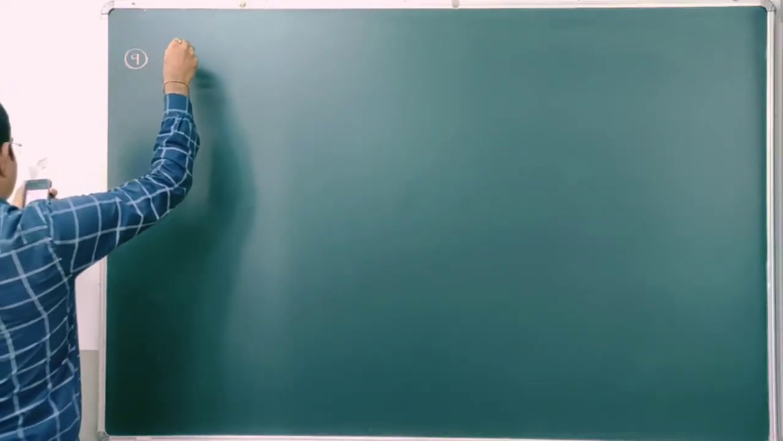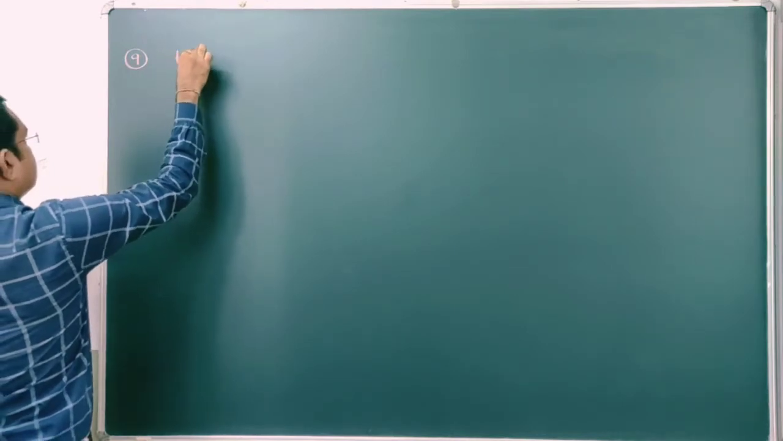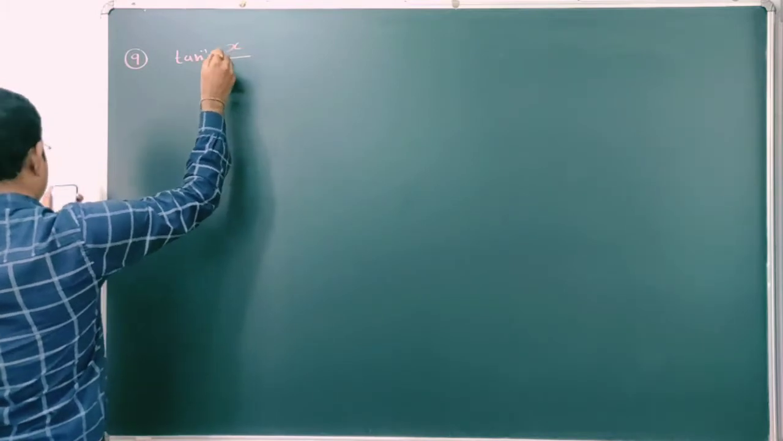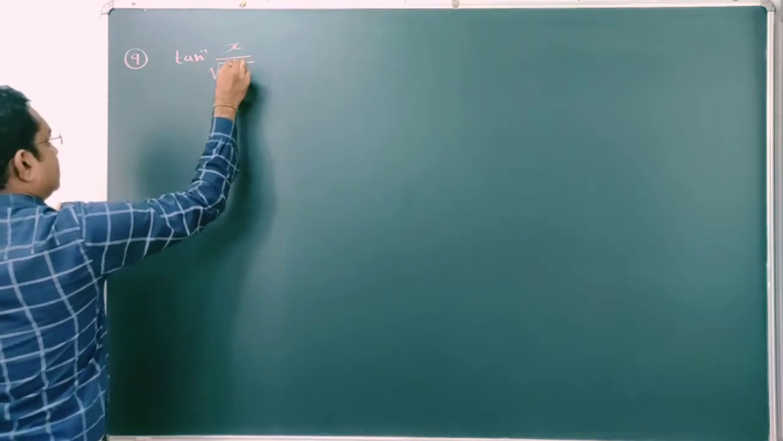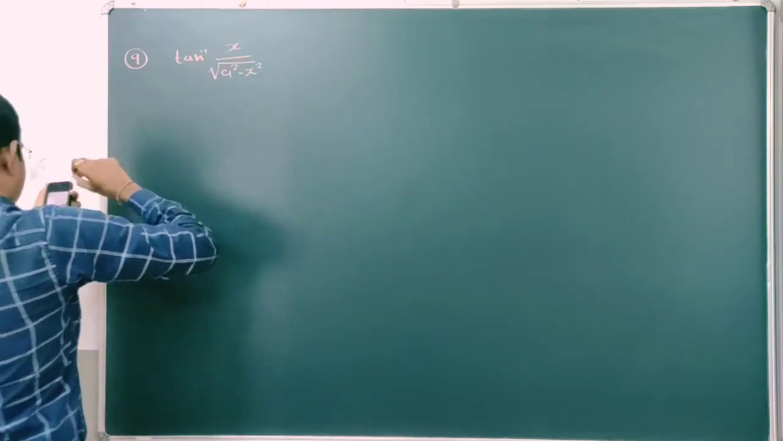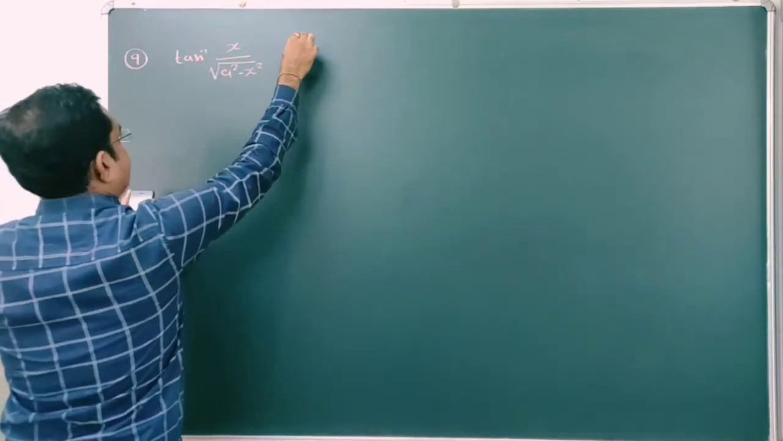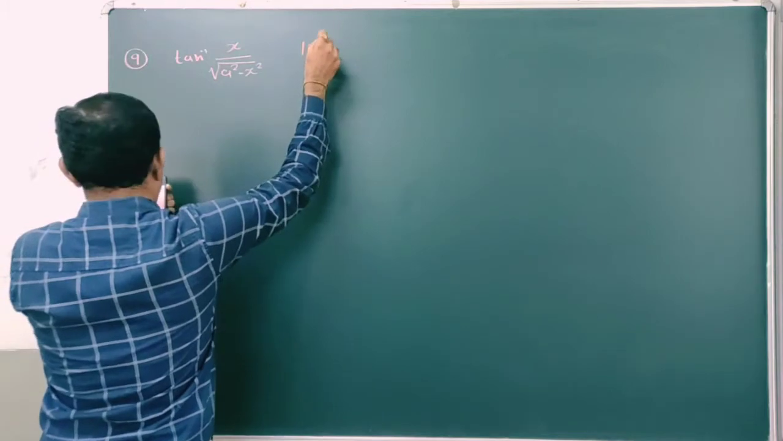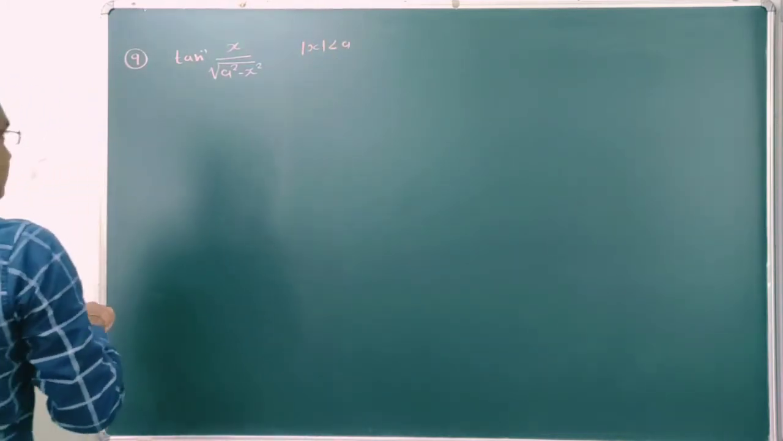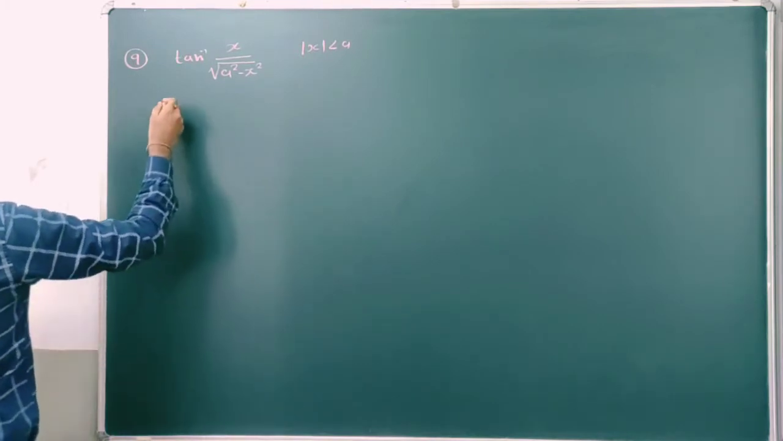We have to simplify this one: tan inverse of x upon square root of a square minus x square, where the condition is mod x is less than a. We have to simplify this one. So for this one we are taking a substitution.